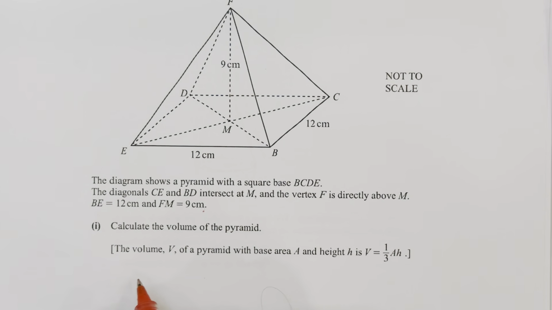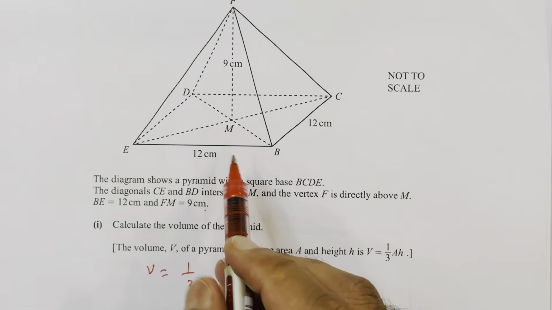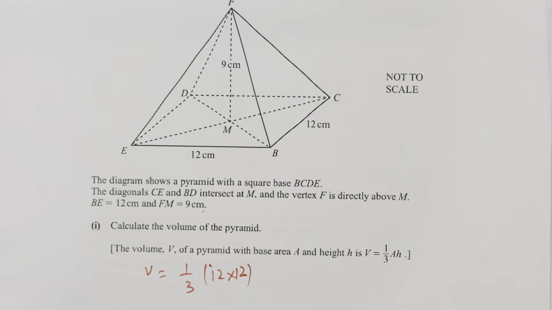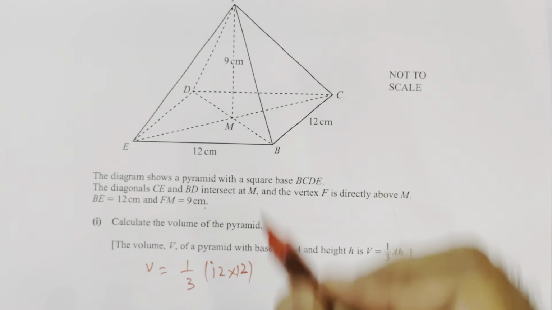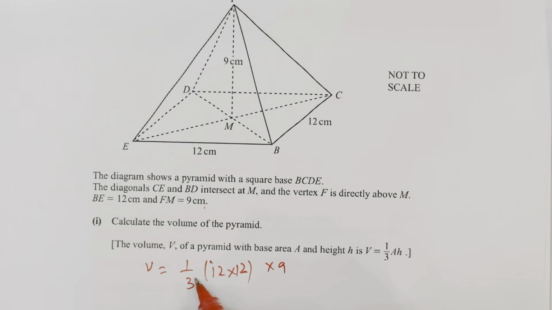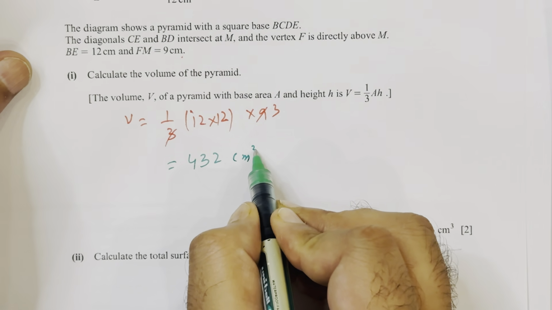So the formula for the volume of the pyramid is volume is equal to 1 over 3 base area, and the base area is of the square, so 12 multiplied by 12, and the height of this pyramid is 9, that is also given in the figure, so we have to multiply it by 9. You can simplify 12 into 12, 144 multiplied by 3, it would be 432 centimeter cube. So our final answer would be 432 centimeter cube.